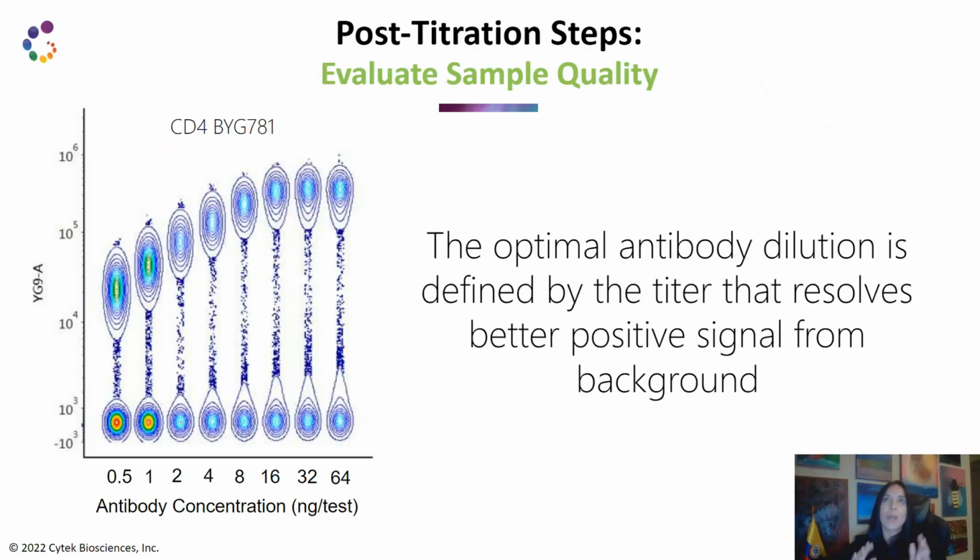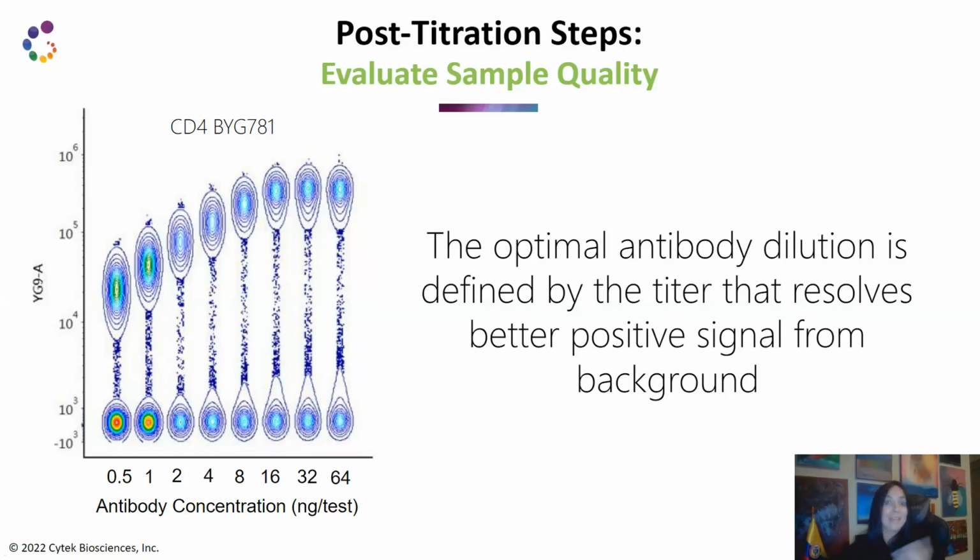So now let's see what you would do after you get your FCS files ready. First step is to evaluate sample quality. But I want to talk about the key concept that we will be describing from now on, and it's the optimal titer. The optimal titer is going to be the concentration of antibody that will give you the best resolution, separation between your positives and your negatives, or between your positive signal and the background.